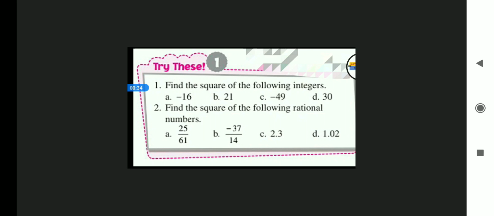Question number 2. Find the square of the following rational numbers. Similarly, you have to do like 25 multiplied by 25 and 61 multiplied by 61. Whatever answer you get is your answer. Try to solve all these numbers given below.